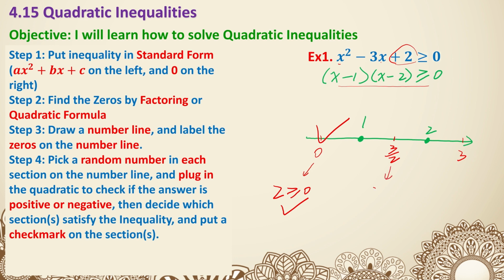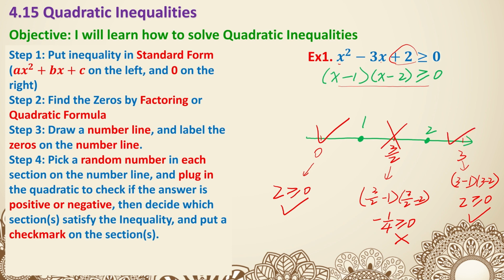Next, 3/2. So 3/2 minus 1 times 3/2 minus 2. That is 1/2 times a -1/2. So it's -1/4. Greater than or equal to 0. Does not work. Middle section got a cross. And 3 minus 1 times 3 minus 2. We got a 2 times 1, which is a 2. Greater than or equal to 0. That works. So now, finally, we just write the final answer.